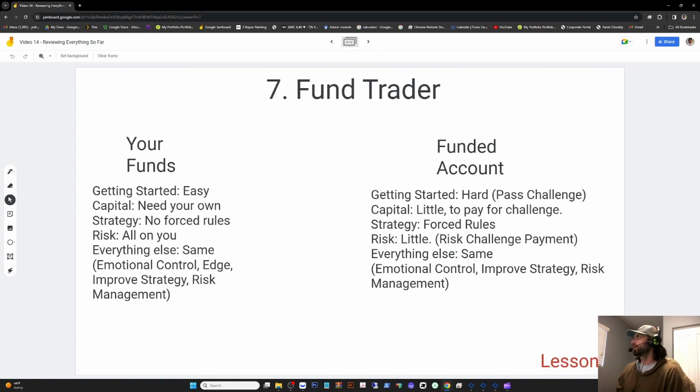7, funded trader. We talked about the pros and cons of trading someone else's money and your own money. This is for you to determine. I'm a fan of doing both. My method is building my personal trading account and then taking some of it and investing money in something less volatile and more consistent, like real estate.